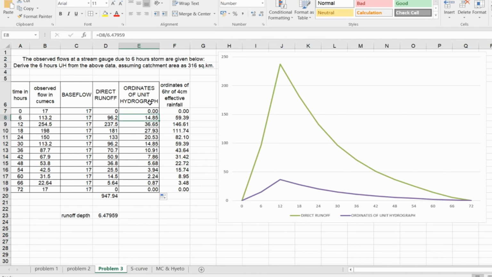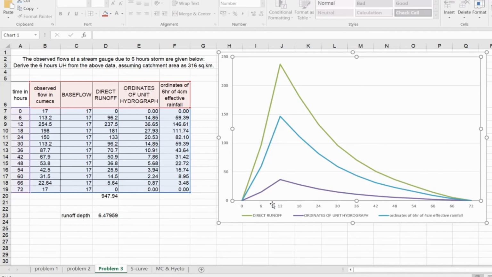To do that, whatever values there were, the ordinates of the unit hydrograph, will be multiplied with 4. After multiplying, I'll get to know the ordinates. See here, this line is representing the ordinates of direct runoff. This curve is representing the ordinates of the unit hydrograph, and this curve is representing the ordinates of the 6 hour 4 centimeter effective rainfall. Whatever ordinates get generated because of a 4 centimeter effective rainfall are represented over here.